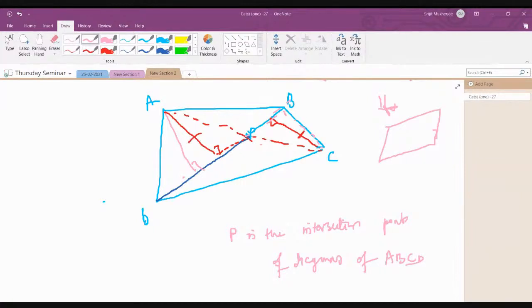Yeah, that's the thing, Nijor, I was asking about. If we can prove that APC is a straight line and BP is a straight line, I think we can prove that using this idea. Or maybe not, I'm not sure about that.